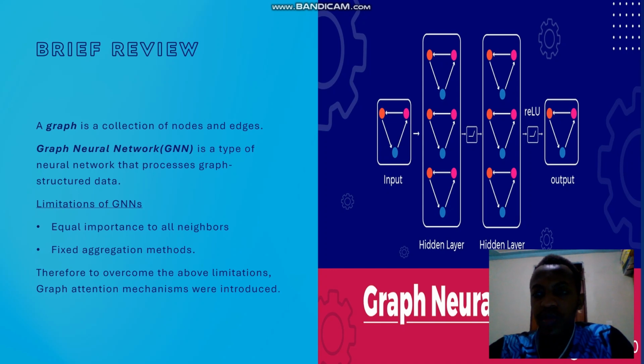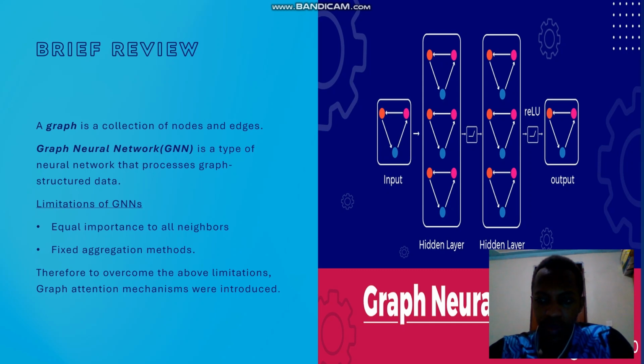A brief review of the concept of graph neural networks, or GNNs, in simple terms. A graph consists of nodes, which represent entities, and edges, which define relationships between these entities. Traditional neural networks, like convolutional neural networks, work well with grid-like data, but real-world data is often structured as graphs. GNNs help process this complex data by learning from node and edge relationships.